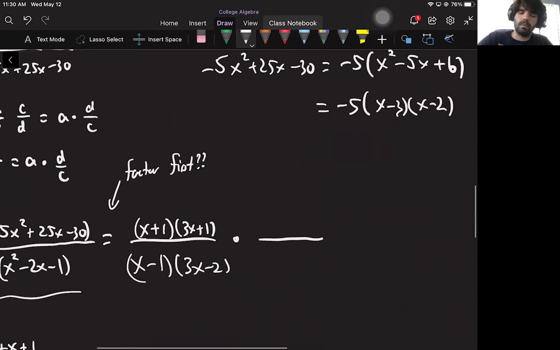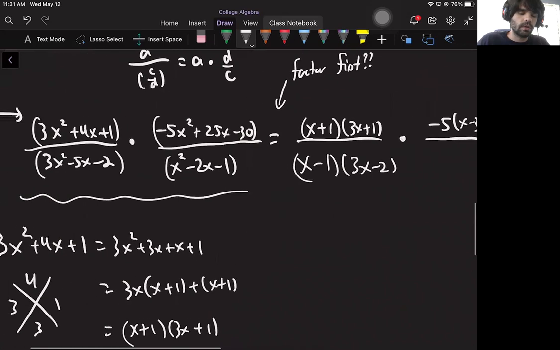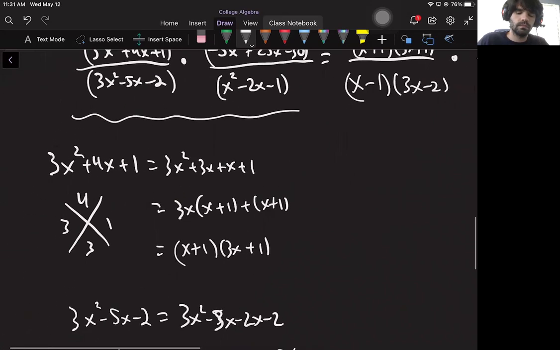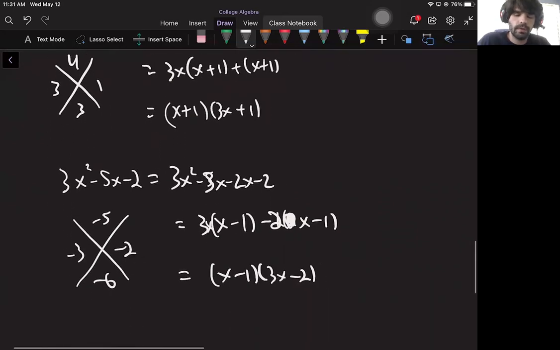Okay, so that's going to go here now. I've replaced that one. And let's see. Sorry, I have to check something. I think I messed up somewhere. To check real quick. I think I messed this one up here. 3x squared minus 5x minus 2. Let me just check it real quick because I'm worried.